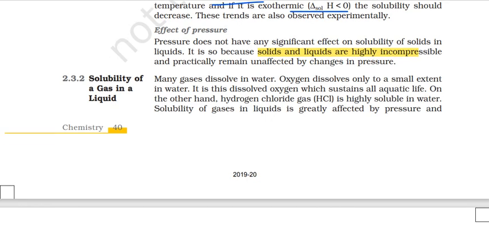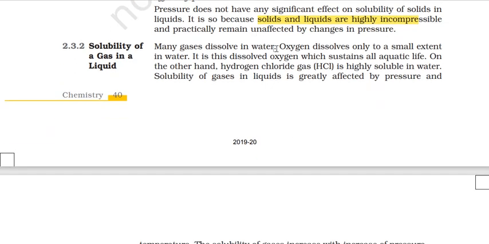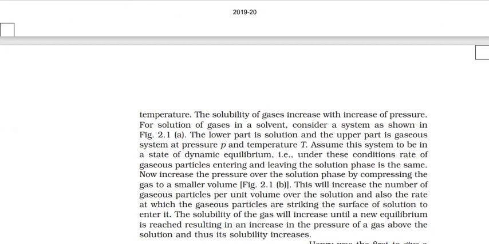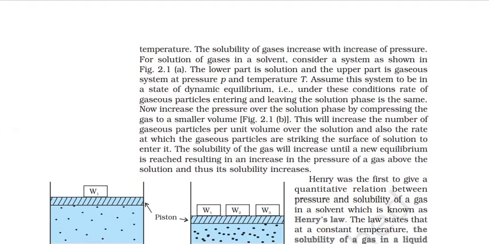Many gases dissolve in water. Oxygen dissolves only to a small extent in water. It is this dissolved oxygen which sustains all aquatic life. On the other hand, hydrogen chloride gas is highly soluble in water. Oxygen bahut kam darje tak dissolve hota hai, lekin HCl will dissolve readily. Fine. Solubility of gases in liquids is greatly affected by pressure and temperature. The solubility of gases increases with increase of pressure.